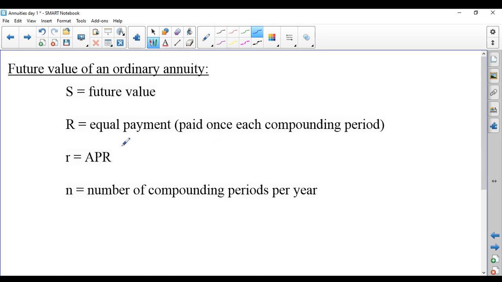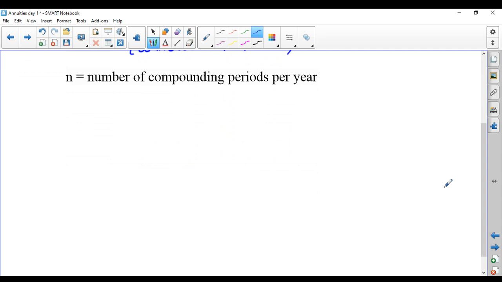Lowercase r is APR. Again, APR is always annual percentage rate, which always needs to be divided by the number of compounding periods, and N is the number of compounding periods per year. The formula for future value says the future value, S, is equal to the monthly, or the equal payment, or capital R, times this fraction.